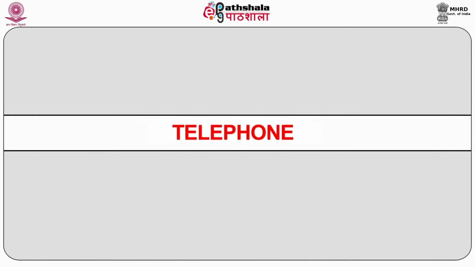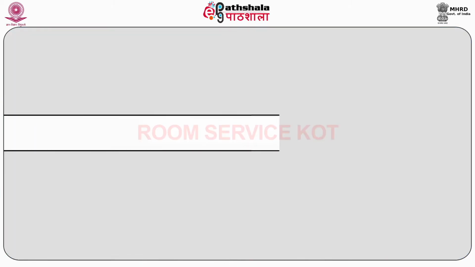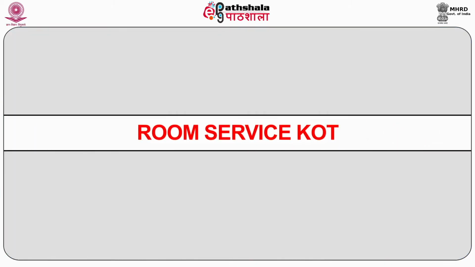Every room is provided with a room service menu card for guest reference. Second is telephone. Telephone calls are handled by the room service order taker when the room guest makes calls to room service. Third, room service KOT. KOT is kitchen order ticket.